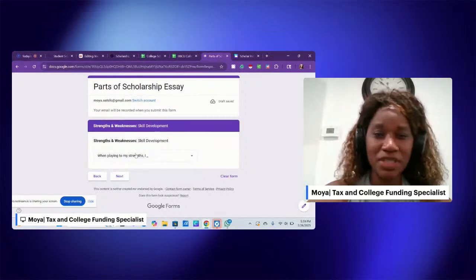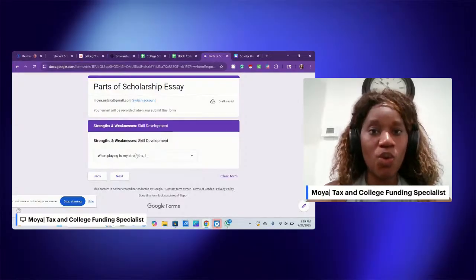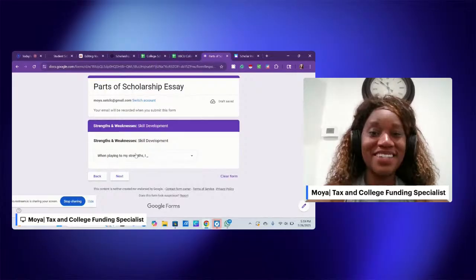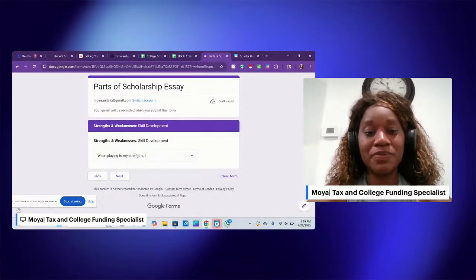But in an essay, to some extent, you have to toot your own horn. You have to talk about how good you are. And you don't want to talk about your weaknesses in a way that makes the reader wonder, can this person ever do what they said they're going to do, because of the weakness that you listed?